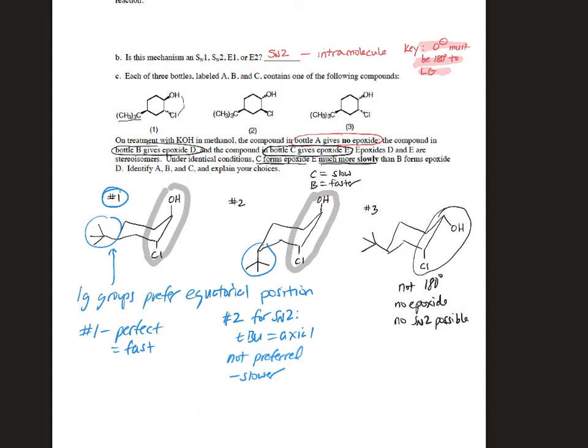So 1 and 2 will both do it. 1's perfect, fast. 2, tert-butyl's in a bad spot, and so it's going to be slow.